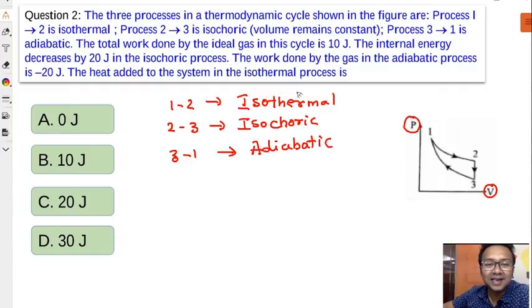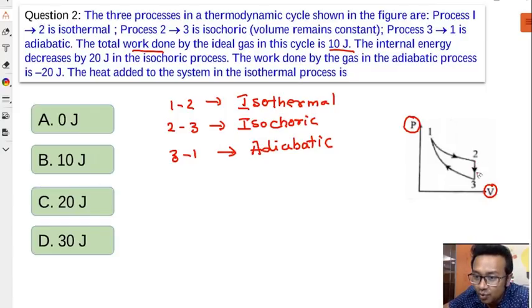All right, students. Now, as we see this, they are telling us that the entire work done in the cyclic process is 10 joules. So all the area under this curve is what? 10 joules, students. Okay. Now, the internal energy decreases by 20 joules in the isochoric process. Chalo, firstly, let me describe to you the premise of the question, and then I'll tell you what the solution is.